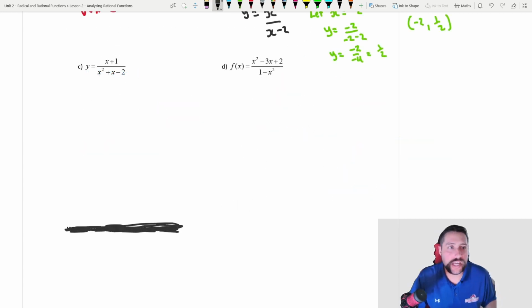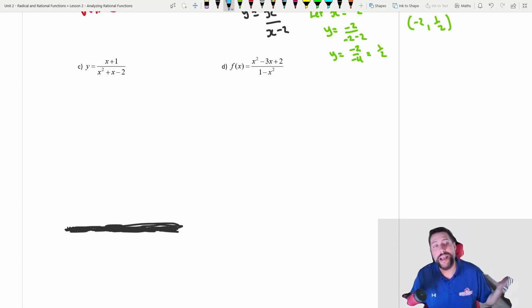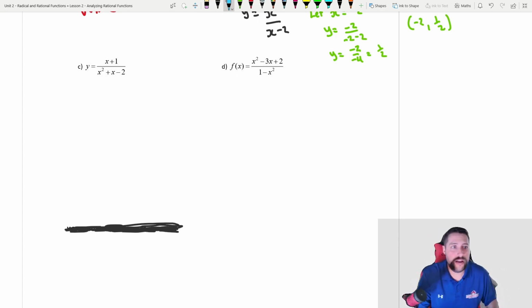Moving on to the last two examples. We have y is equal to x plus 1 divided by x squared plus x minus 2. Again, the first thing to find is our horizontal asymptote. Since we have an x to the power of 1 in the numerator and x to the power of 2 in the denominator, we have a horizontal asymptote at y is equal to 0. Now we can factor this.